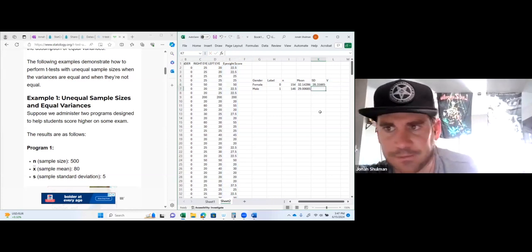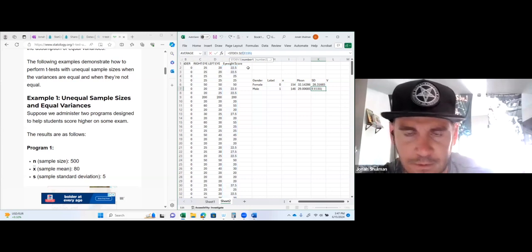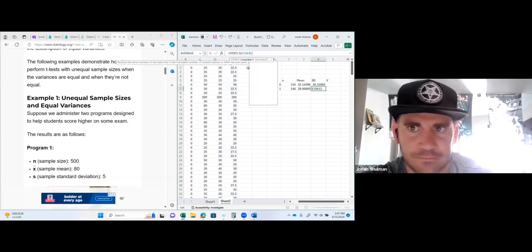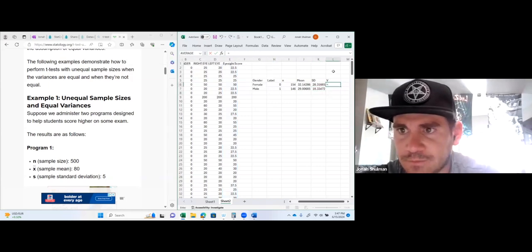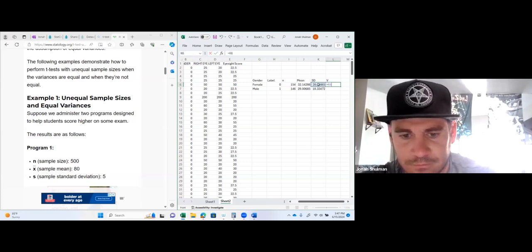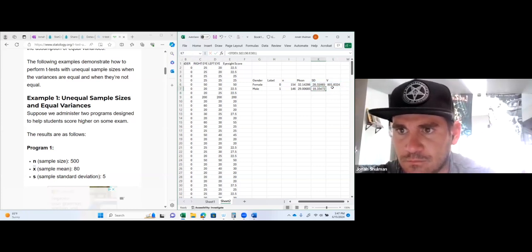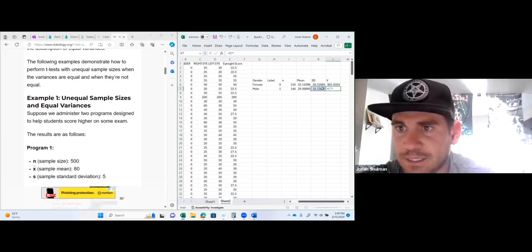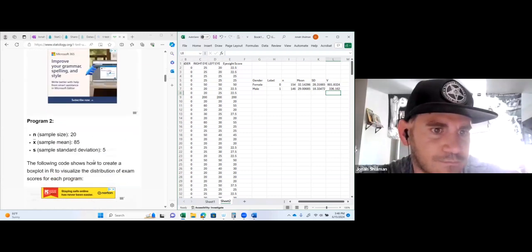Then I could do, ready? E156 to 301. All right, and now to get the variance, we just have to square them. So we might not even be able to run this test because those variances look pretty different.